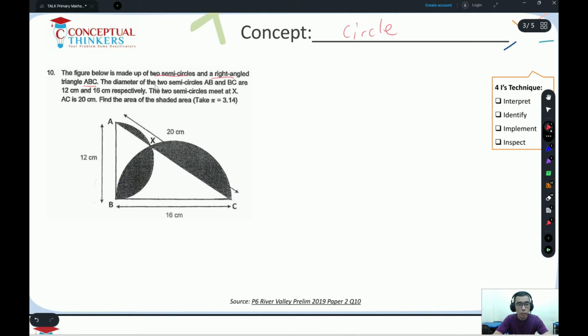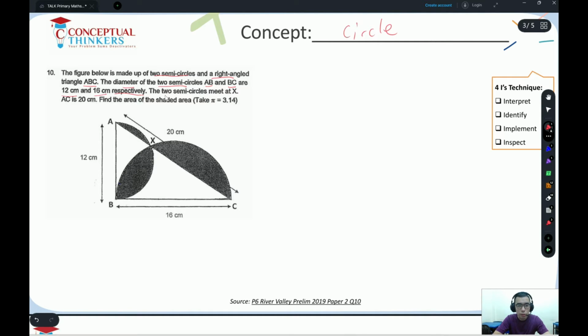Now the diameters of the two semicircles AB and BC are 12 cm and 16 cm respectively. Now this word respectively means that the first dimension, which is 12 cm, is referring to the first semicircle that they are talking about, and in this case they actually mention it in the diagram. So 16 will represent the second diameter, which is BC.